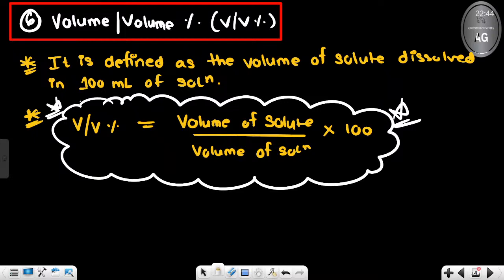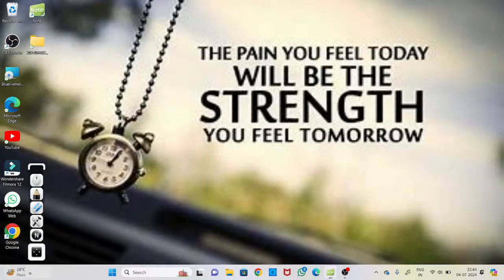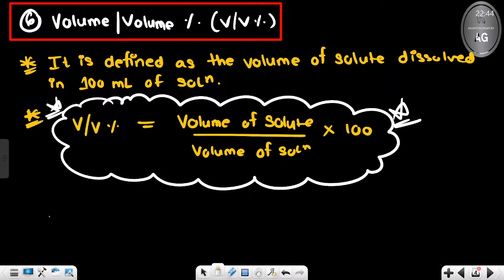Whosoever volume by volume percentage is asked, I have written volume of solute. Maybe it is asked as volume by volume percentage of the solvent. Though it is usually given for the solute, it might be given for the solvent also. That is not a very big deal. In that case, we will write the volume of the solvent above. So accordingly, you can just change. It should not be a problem for you, right or wrong?